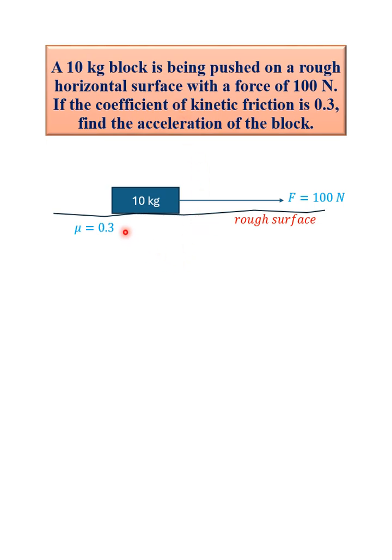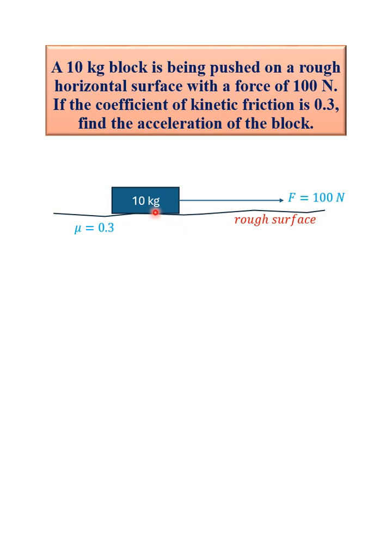The question says there is a rough surface. So you can see the rough surface, and a 10 kg block is placed on the rough surface that is pushed by a force of 100 Newton. A horizontal force of 100 Newton is pulling the 10 kilogram block along the rough horizontal surface.